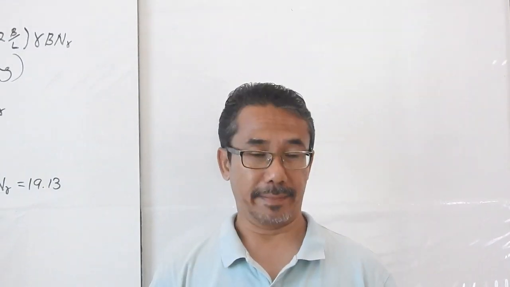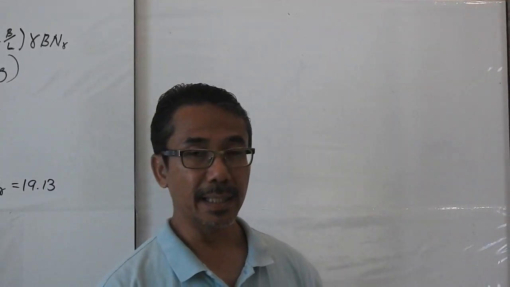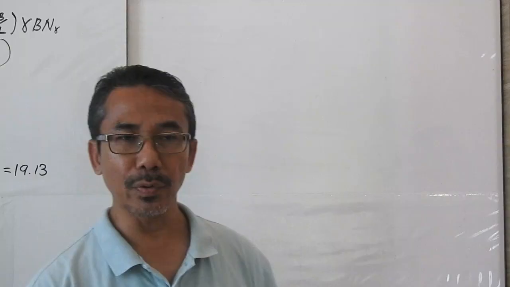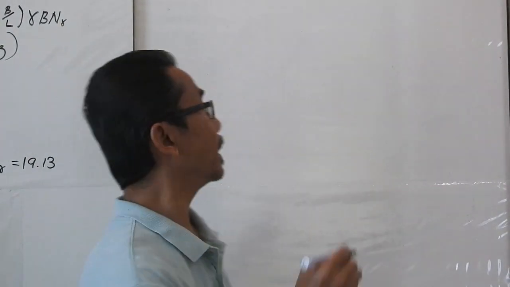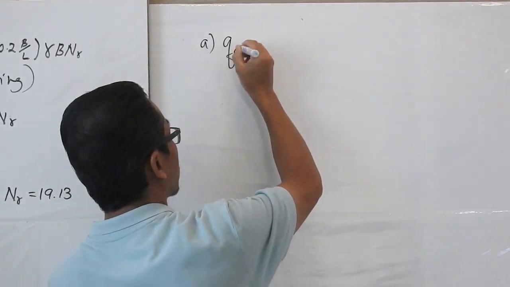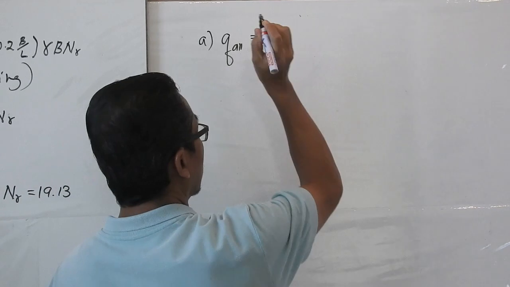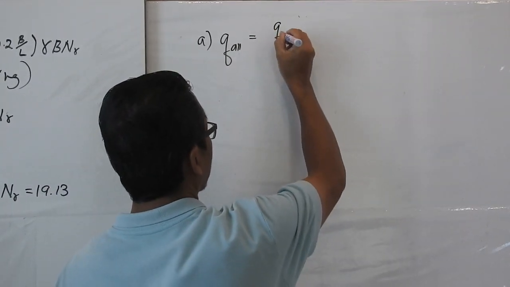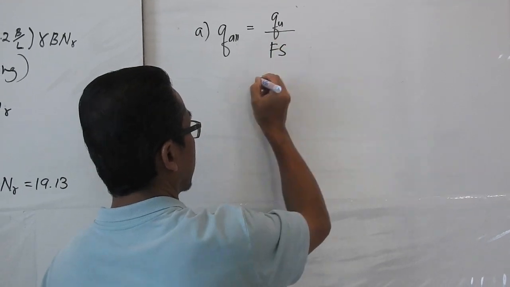After we have obtained the value of ultimate bearing capacity of the footing, then we move on to determine the allowable bearing capacity, that is in part A. Allowable bearing capacity, small q sub ALL, equals the ultimate bearing capacity divided by safety factor.